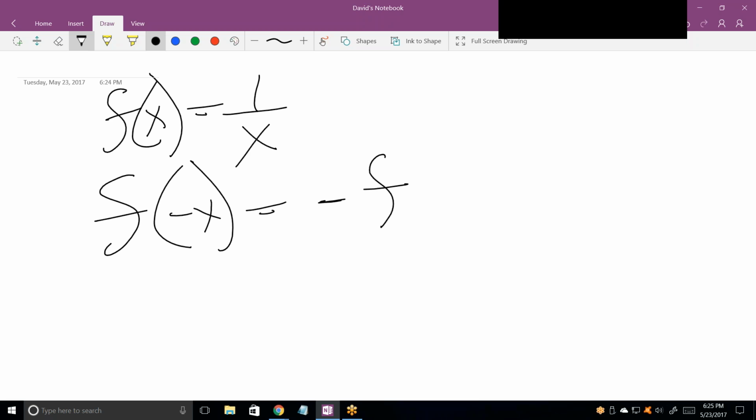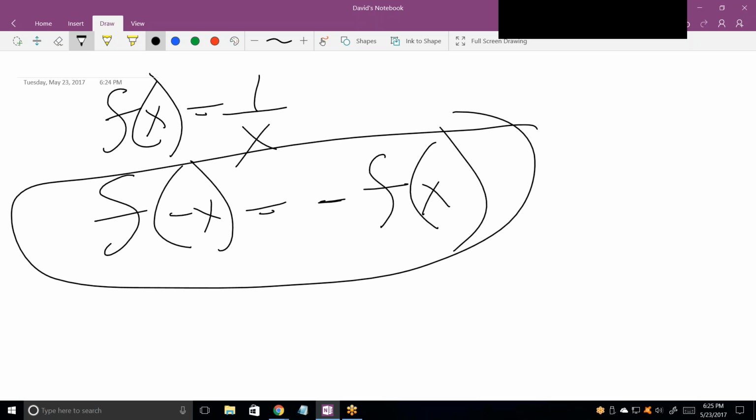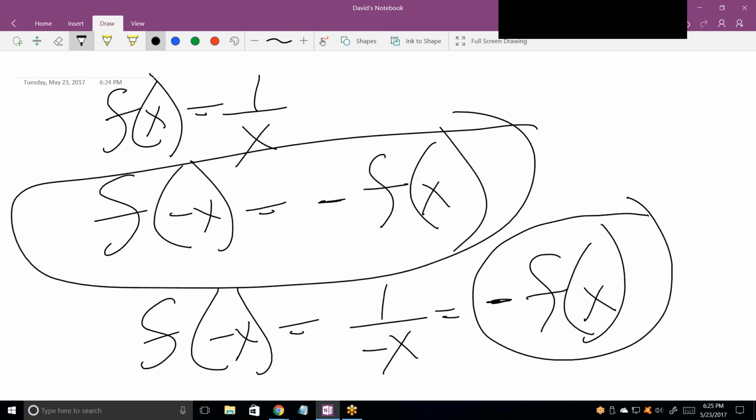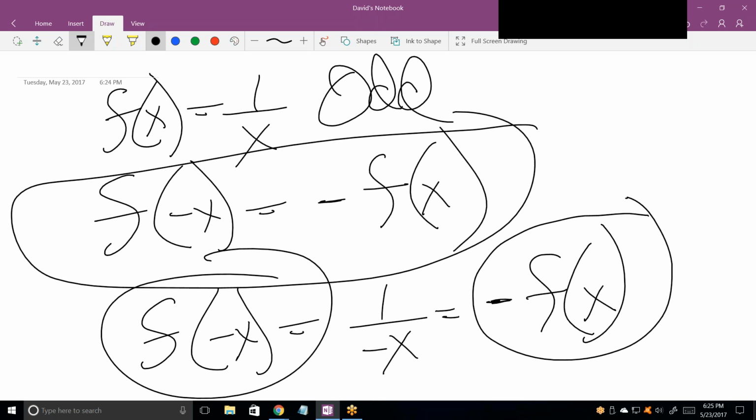Well, because of this. That's what you have to prove. Okay? And what is f of minus x? Well, it's equal to 1 over minus x, which is equal to minus f of x. So I get f of minus x equals minus f of x. That's why it's odd. That's what you always have to show.